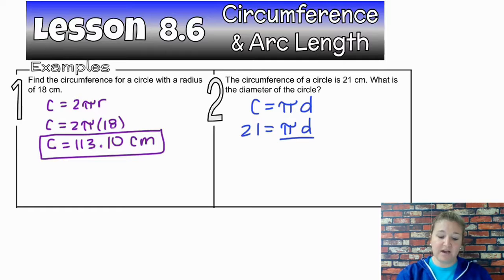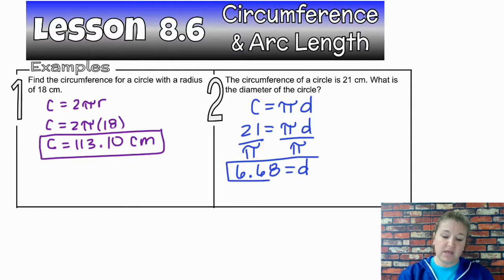So I'm going to divide by pi on each side. So I get 21 divided by pi. So that's roughly going to be 6.68 is going to be the diameter. If I was asked to find the radius, I would use the radius formula and still do the exact same thing. I would divide by 2 pi. You can divide by that because that's going to give you an actual number.